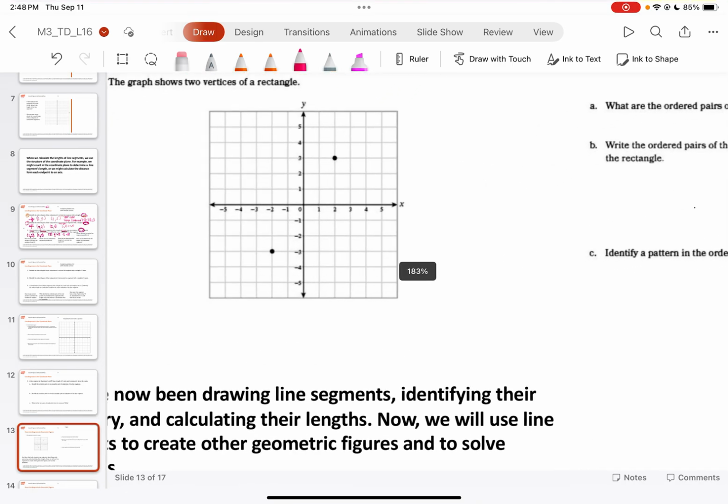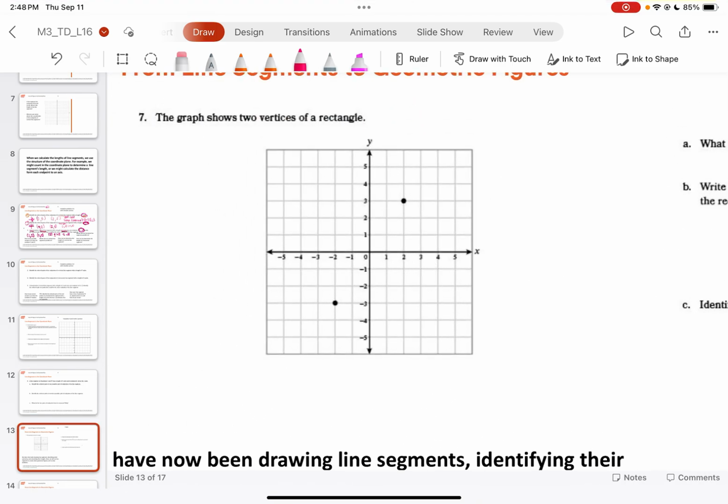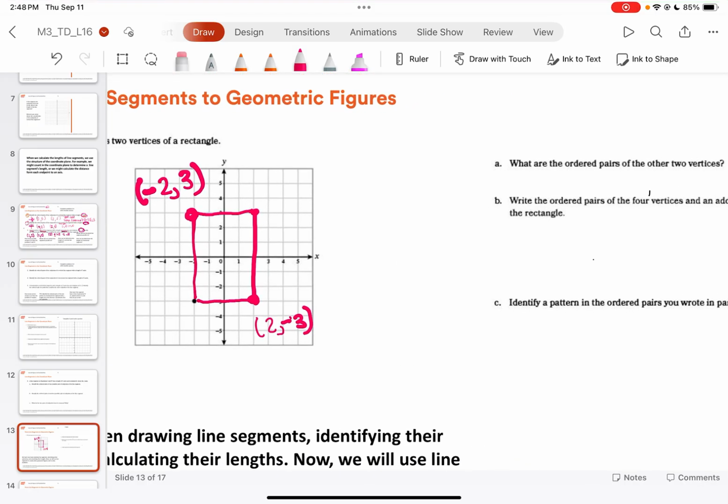Let's go ahead and look at number 7. Here are 2 vertices. I need to figure out where my other 2 are. So I'm going to go all the way straight. Stop right here, so my endpoint will connect, go all the way over here, and stop right here. So now I have a rectangle. My first vertex is negative 2, 3, and then this one that I created would be 2, negative 3. So that's what I'm going to write for A.